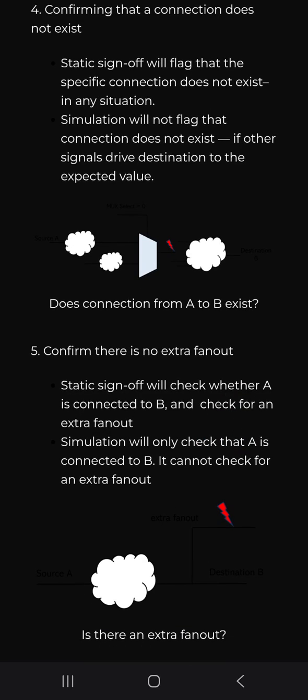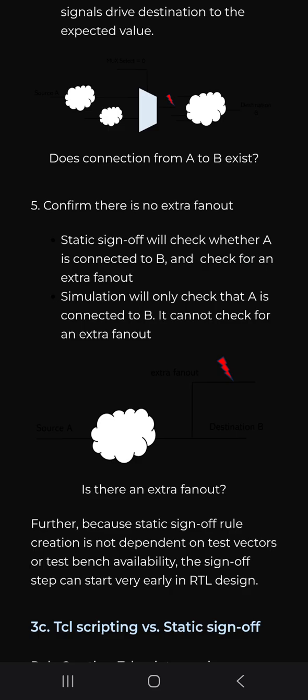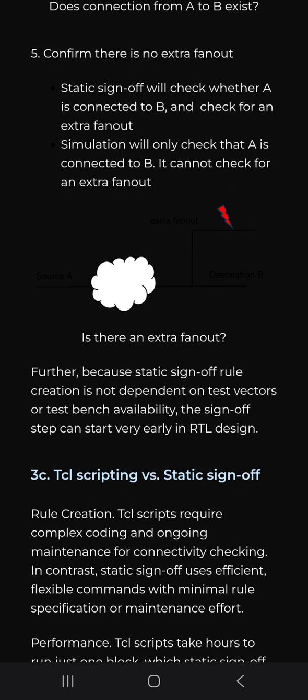So, does a connection from A to B exist? Confirm there is no extra fan-out. Static sign-off will check whether A is connected to B and check for extra fan-out. Simulation will only check that A is connected to B. It cannot check for extra fan-out. Further, because static sign-off rule creation is not dependent on test vector or test bench availability, the sign-off step can start very early in RTL design.